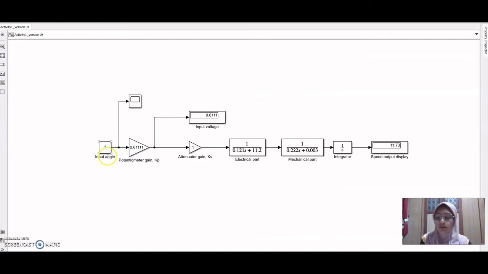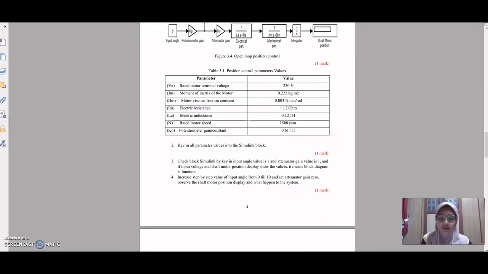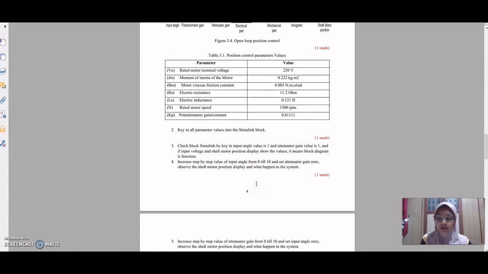So for the third step, I have to key in the input angle as 1 and also the attenuator gain as 1. So run the simulation, and then the input voltage display, this is the value, and the display for speed output is 11.73. So it means that the block diagram is functioning.